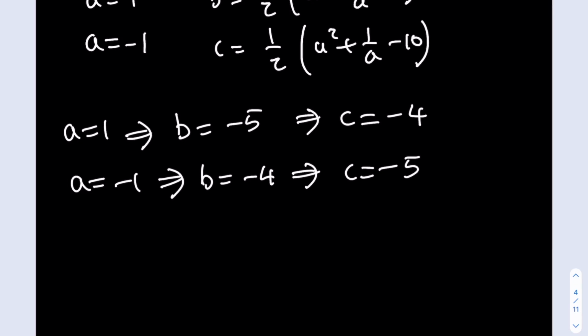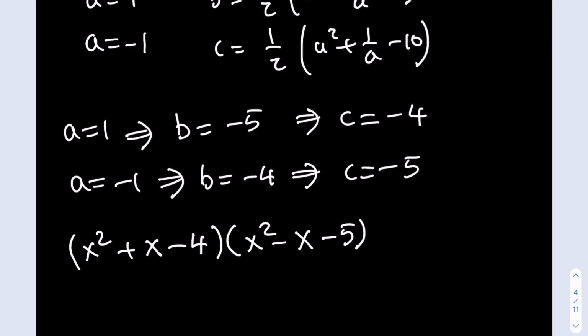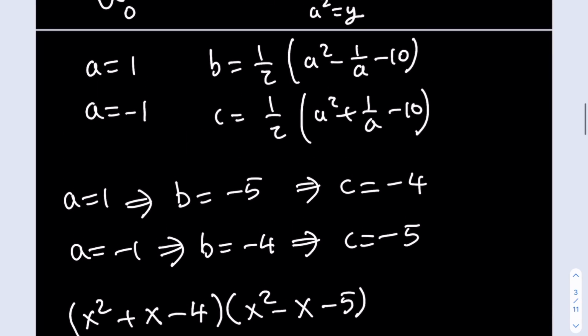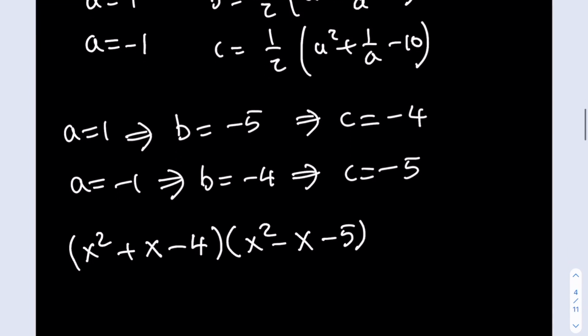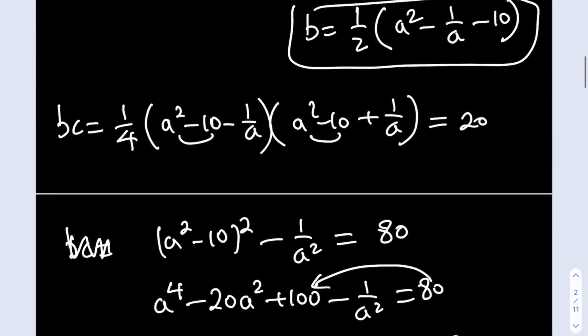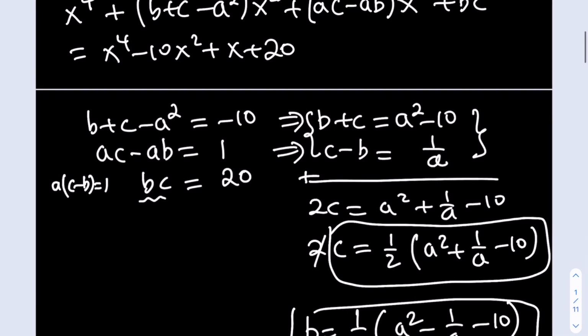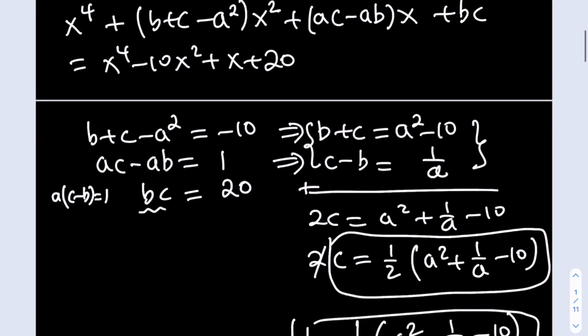But anyways, what matters here is that we were able to write our expression as x squared plus ax minus ax. Remember that? So I'm just going to write it as plus x, and then you can use minus 4. And the other one is just going to be x squared minus x minus 5. Since one of them is going to be negative 4, the other one is negative 5, it doesn't really matter which one is which. If you distribute this, you're going to see that we get the original problem, which was x to the 4th minus 10x squared plus x plus 20.